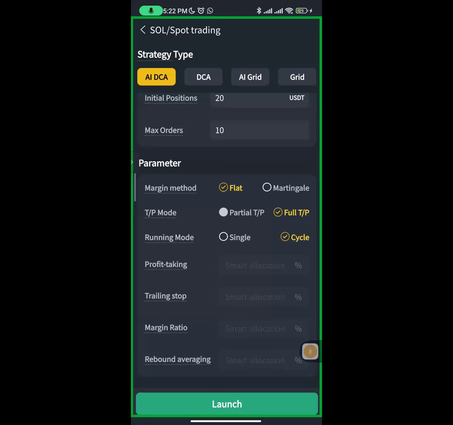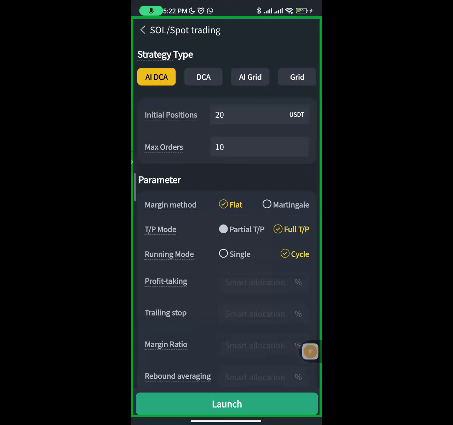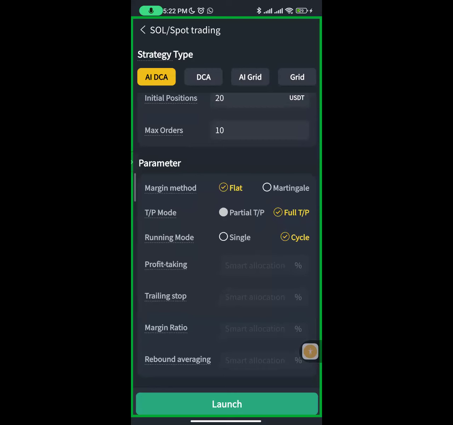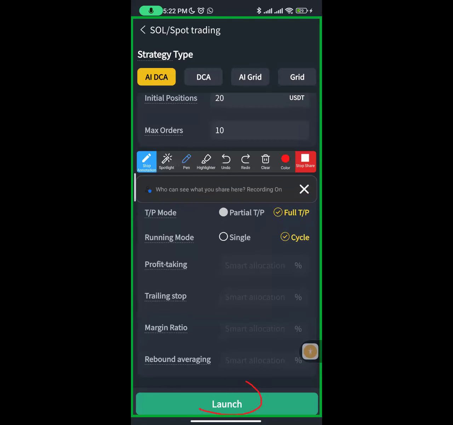So this is what the setting looks like for $100. You put 20 as the initial position, the maximum order is 10, and the parameter should be on flat. Next thing you want to do is to launch. Once you launch, that's it. So we just did the AI DCA.